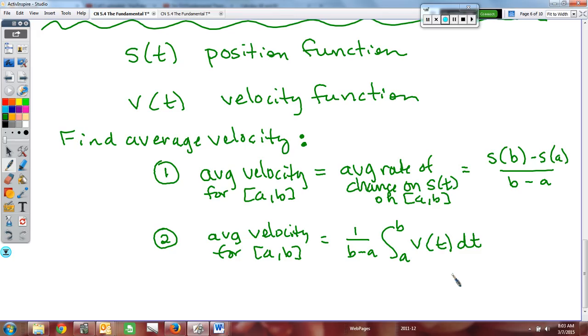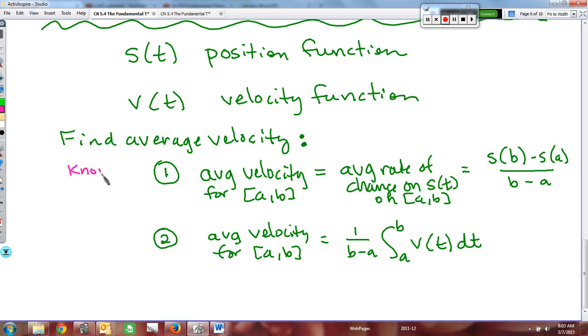Now, why do you have two possibilities here? It depends on what you're given. I would use this method if I know s of t. If I know the position function, I am going to use the position function to find the average velocity. But if I don't know the position function, but I know the rate function, I know v of t, then I would use this. So it depends on what you're given in the problem. But the average velocity is the average rate of change of the position function. Or you can do average velocity using your definite integral formula from above. So those are two ways of calculating for your mean value theorem.